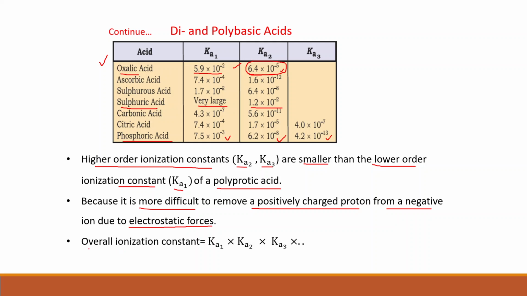And if we write the overall ionization constant, then this is the product of all these: Ka1 multiplied by Ka2, multiplied by Ka3.